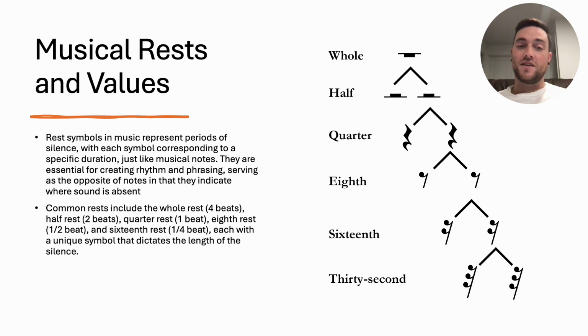Then you get the half rests. See, that whole rest is made up of 2 half rests. Then you have the quarter rest, which is going to be half of the half rest. So imagine you're going from 4 to 2 to 1. Then you've got the 8th rest, which is 2 per quarter note.